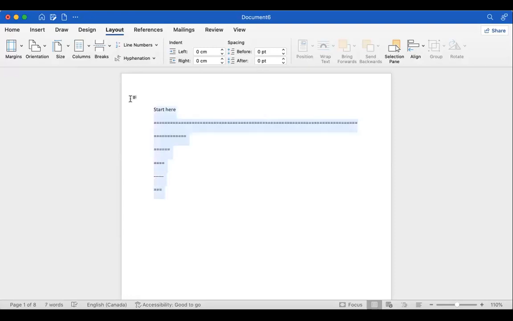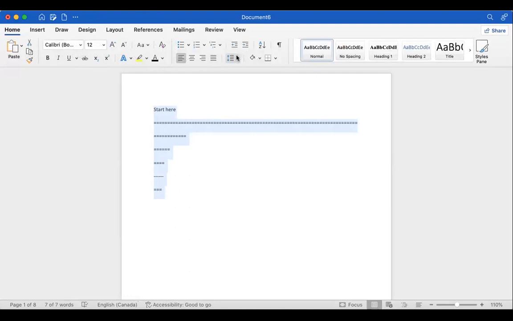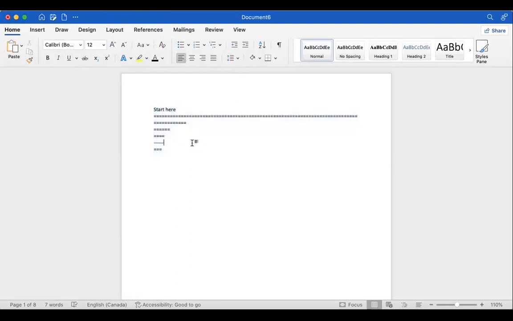So you can change this to single space if you want to. From double space, you can go to single. You see, it's automatically set to double. So I can set this to single, and then I start all my paragraphs with the indent.